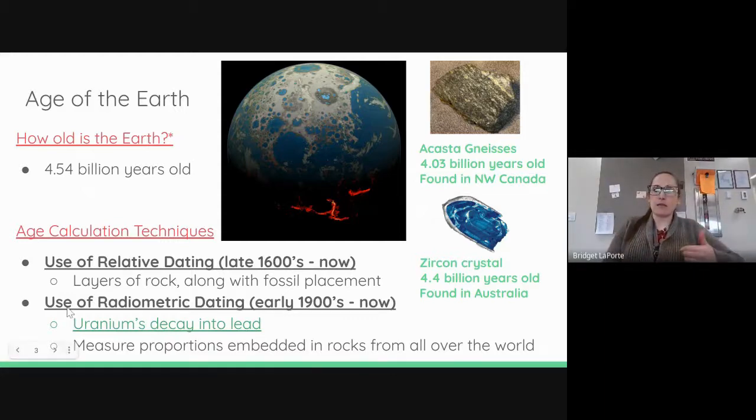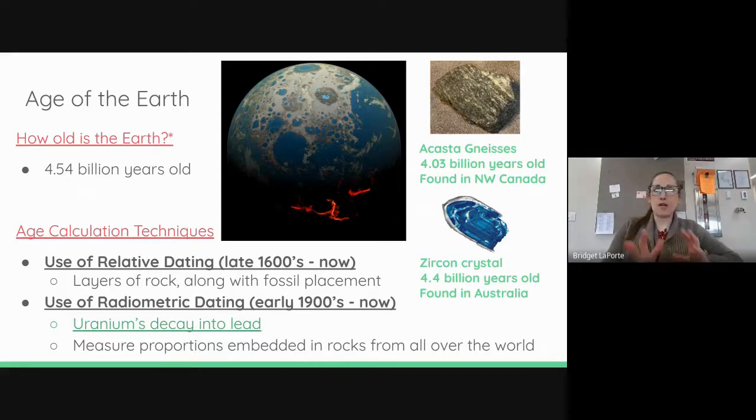But more recently, we have been able to utilize radioactive elements, particularly the half-life decay of uranium, to calculate ages of rocks and of our planet, as well as other places. We measure those elements and their radioactive byproducts, and then calculate using radiometric dating, which is something, again, relatively new.